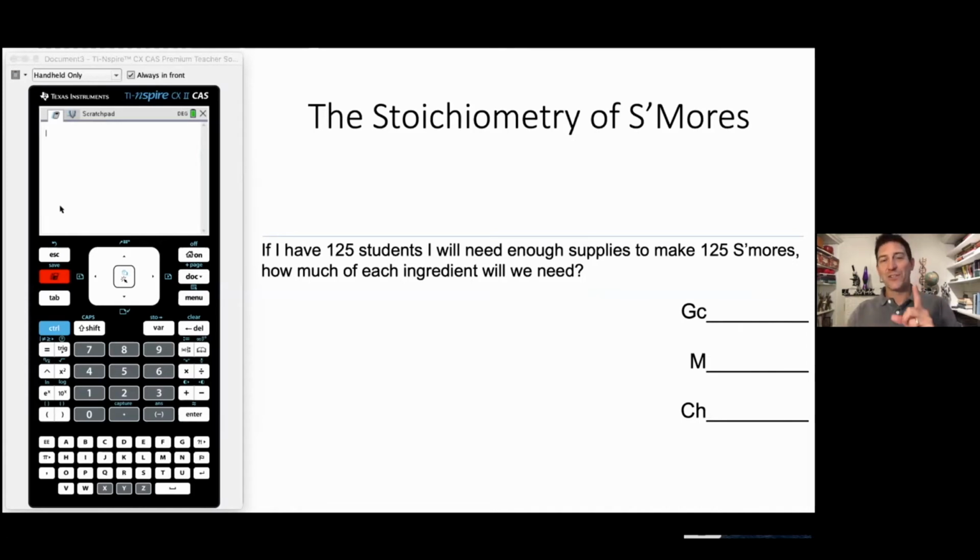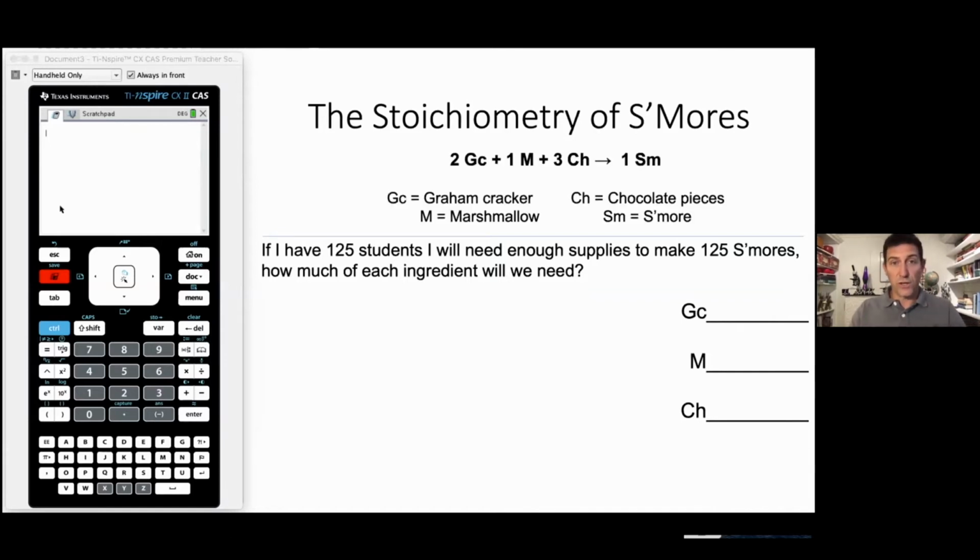In order to answer any stoichiometric problem, I need a balanced chemical equation. Here's my oversimplified balanced chemical equation. What I have to do is use dimensional analysis in stoichiometry to answer the problems. First thing I do is write down what I know. I have 125 students, therefore I need 125 s'mores, SM. And I need to turn that into, well, first let's figure out graham crackers.